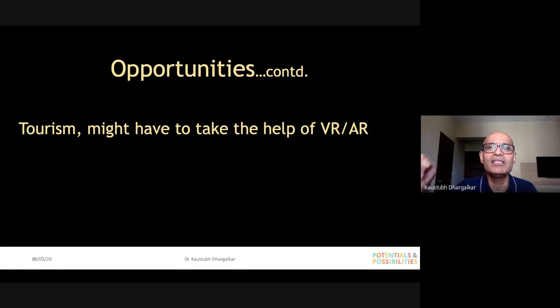So what will these property owners do? Property owners, in the sense, the sites that we visit, the museums that we visit, etc. They will probably also have to use VR and AR to give us an immersive experience sitting at home. How one can monetize those opportunities is something one can have a look at. This is where I will stop, and let us take some Q&A.